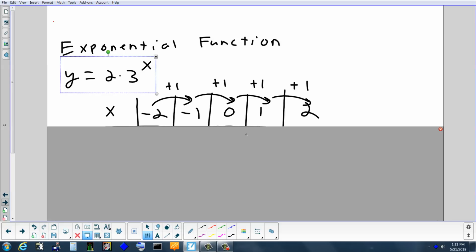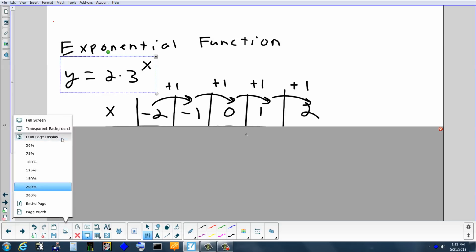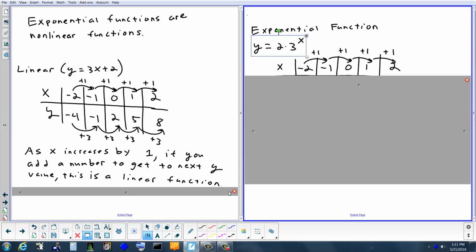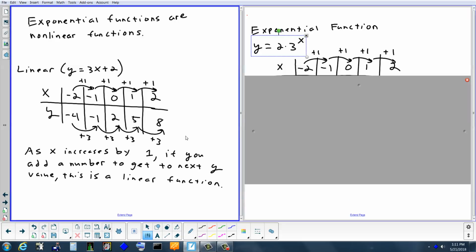When we did our linear, right? What was the one we did before this, the one I showed you? What was happening to the y values? They were still doing the same thing. Were we adding? Were we subtracting? Adding. We were adding by 3, right? We added by 3 each time. Let's see what happens this time.